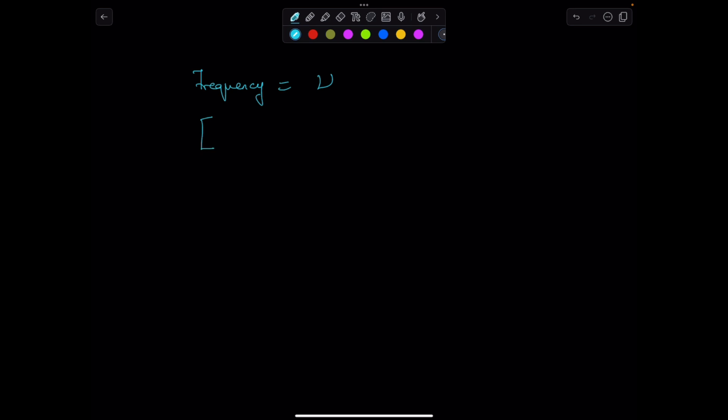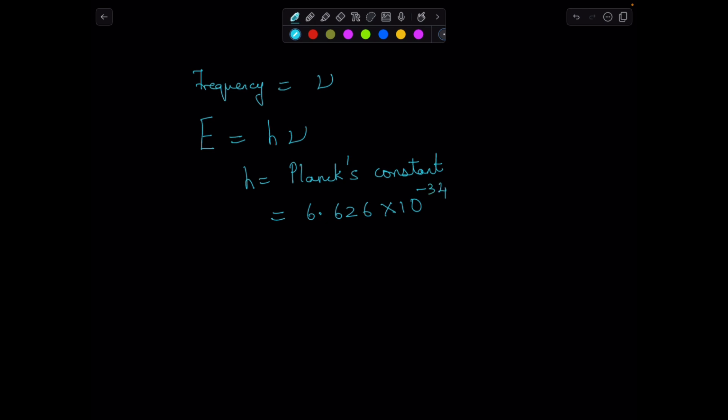Energy of a wave is E equals h nu, where h is Planck's constant. The value of h is 6.626 times 10 to the negative 34 joules second. So if we know frequency, we can calculate energy because we know Planck's constant.